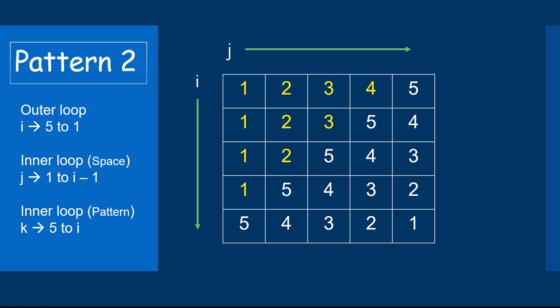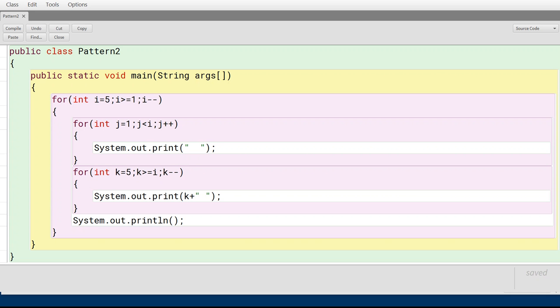So same as the previous pattern, here also it is decreasing, the space also is decreasing. So we will see the program. The outer loop here is given as I equal to 5, I greater than or equal to 1, I minus minus, it is a decreasing loop. It starts from 5 and ends with 1. Now the loop for the space is j equal to 1, j lesser than I, j plus plus, so it is increasing.